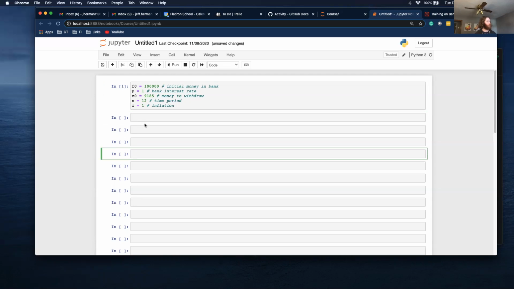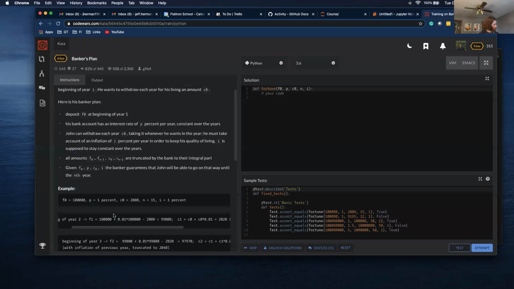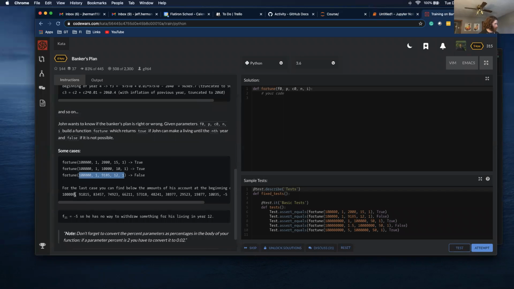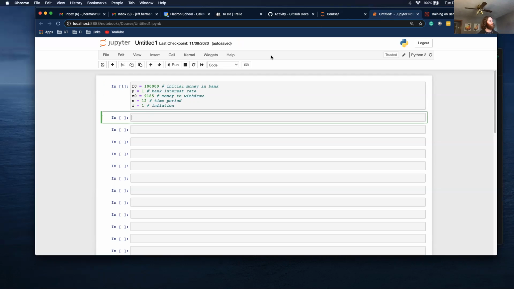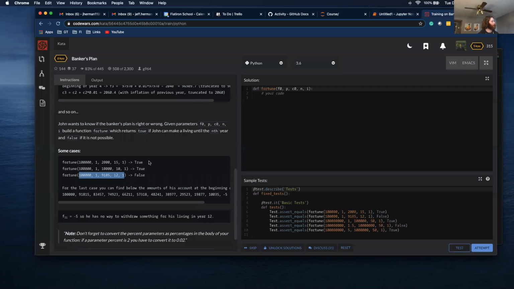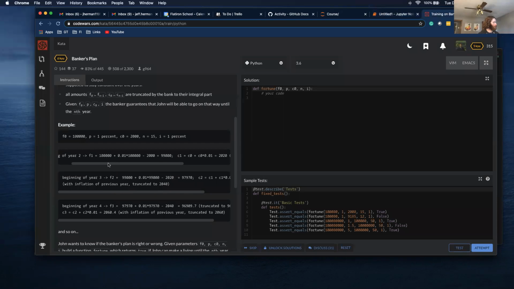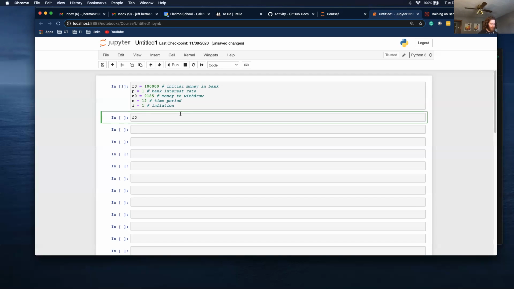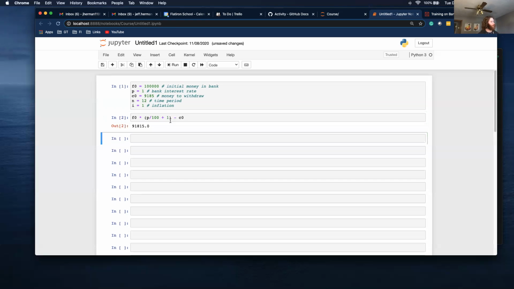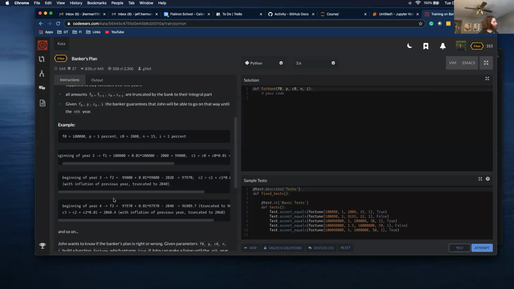So first thing I want to do is, let's just see if I can get this first one. It's supposed to be 91,815. So it's F0 times the bank interest rate, which is P divided by 100 plus 1, minus our cost. So 91,815.